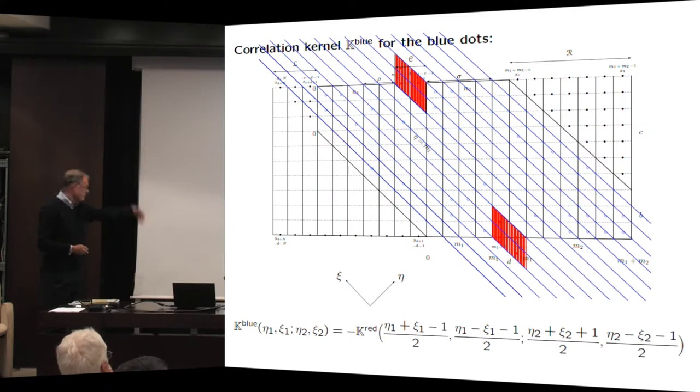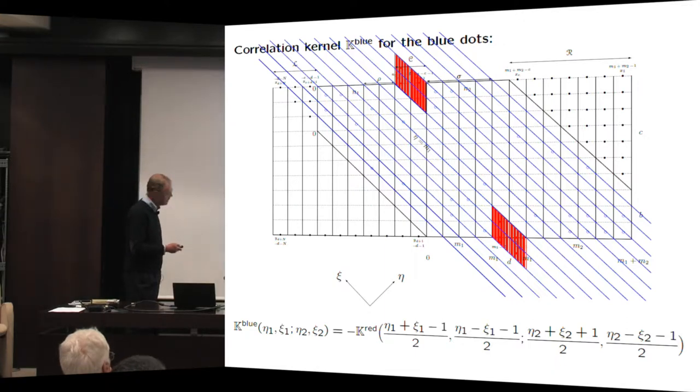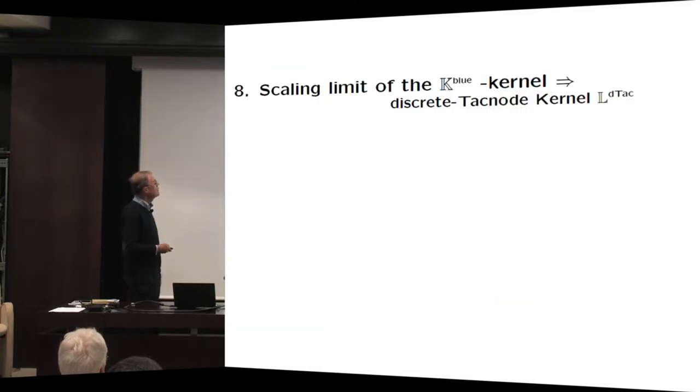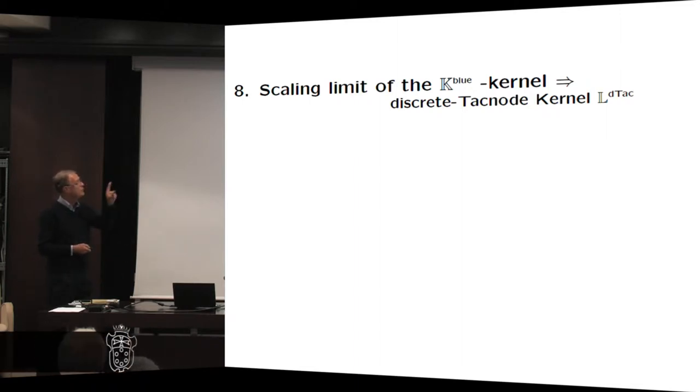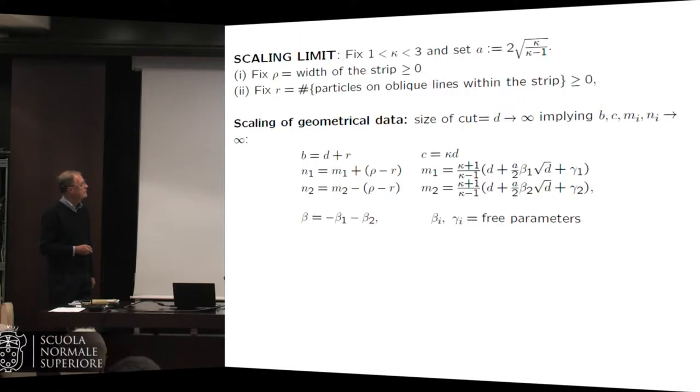So that's really in coordinates this. I mean, you can introduce eta and xi coordinates. The eta parametrize different lines. The xi is the running variable along. I mean, it's all of course discrete. All integers, they parametrize the different lines here, and then the xi parametrize the running variable along that line. So now we take the scaling limit, and that blue kernel in the limit will tend to the discrete tacnode kernel.